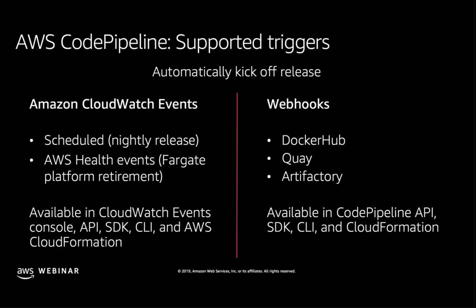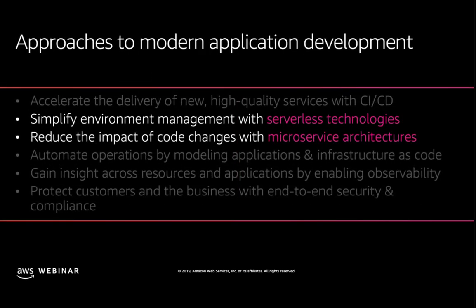And you can also go off of webhooks. So you can have a webhook trigger CodePipeline from places such as Docker Hub, Quay, and Artifactory. So let's talk about deploying to ECS and EKS clusters.